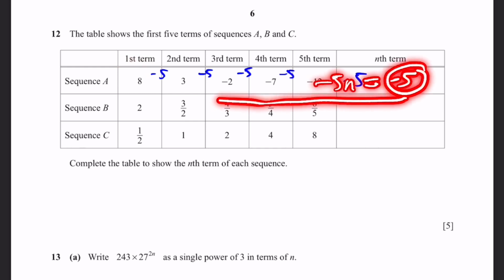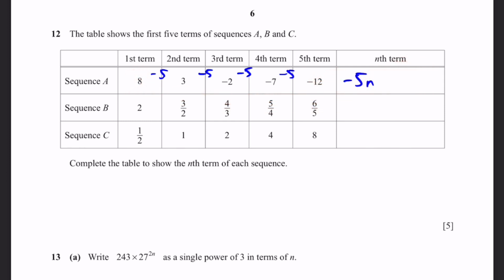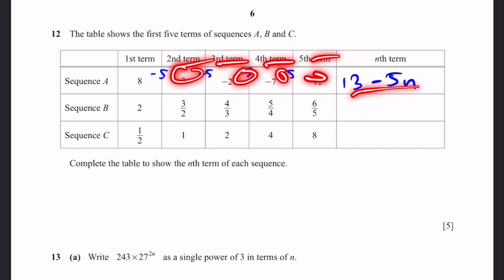Now, if we have n equals 1, minus 5n will be equal to minus 5. But over here, it's 8. So you have to add 13 to get 8. We can also write this as 13 minus 5n. You can check with any of the other terms over here. It will be correct.